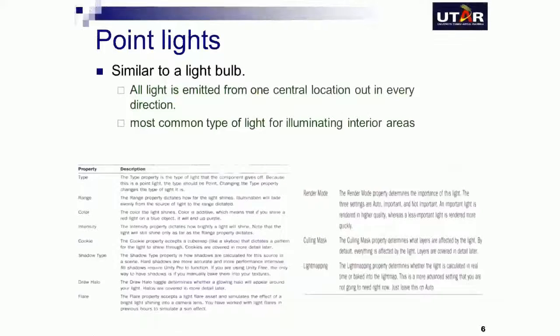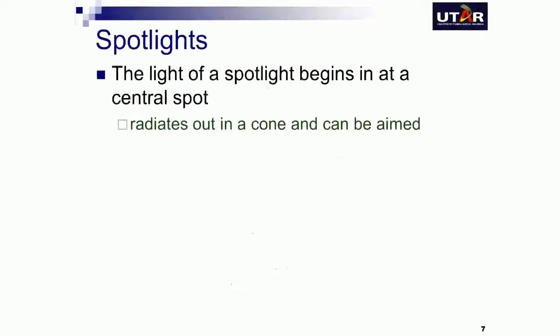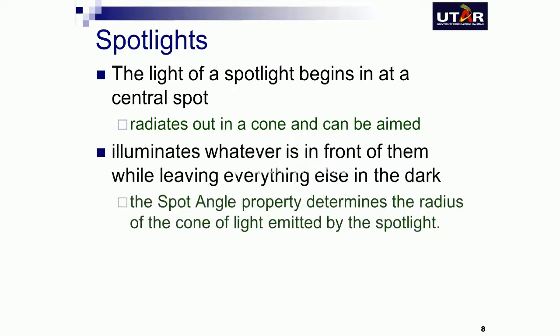Sorry, I missed talking about the spotlight. The light of a spotlight begins in a central spot and radiates out in a cone and can be aimed, as we saw just now. It illuminates whatever is in front of it only, leaving everything else in the dark. And the spot angle property determines the radius of the cone of light emitted by the spotlight.